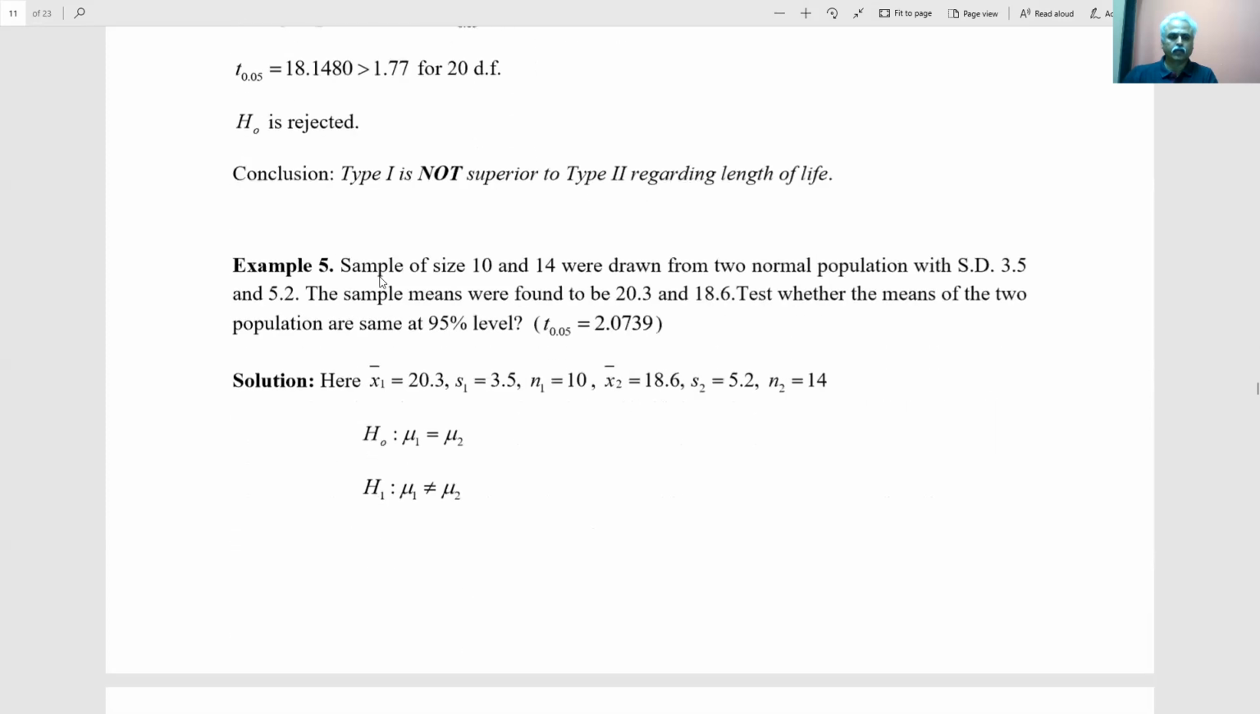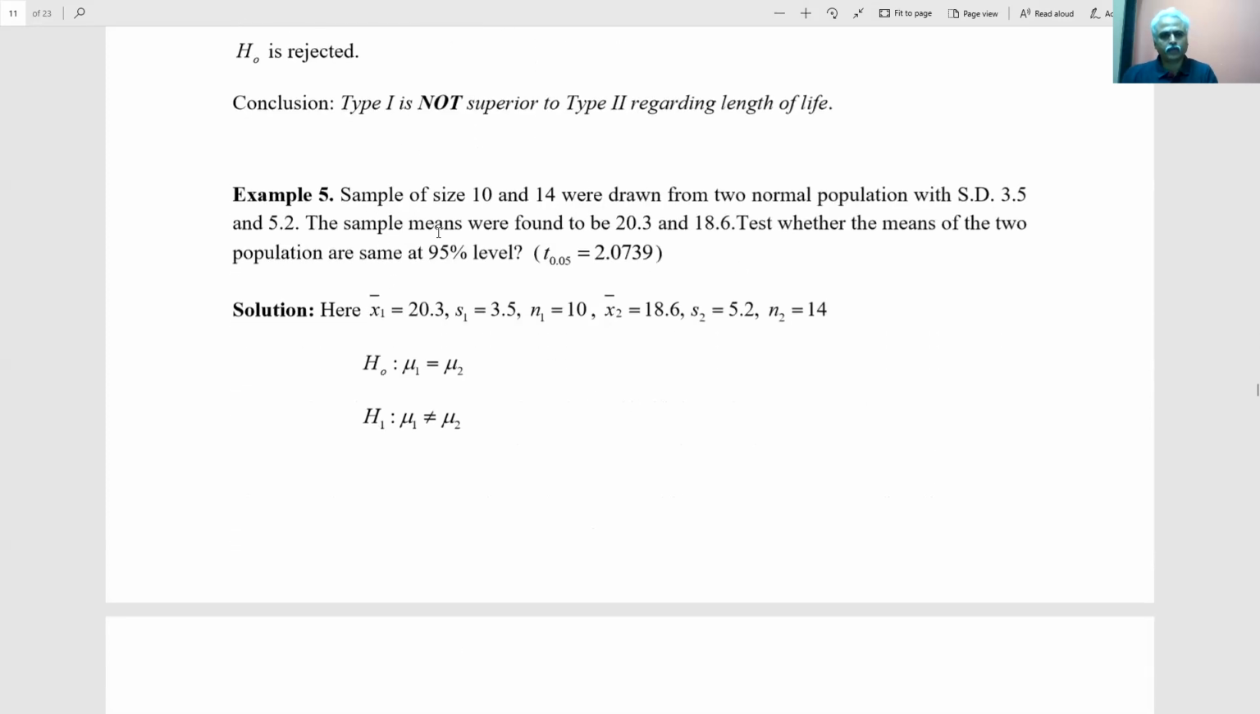Now with this, we move to the next example. Samples of sizes 10 and 14 were drawn from two normal populations with standard deviations 3.5 and 5.2. The sample means were 20.3 and 18.6. That means here they are directly giving sample sizes n1 and n2, standard deviations 3.5 and 5.2, and averages x1 bar, x2 bar.